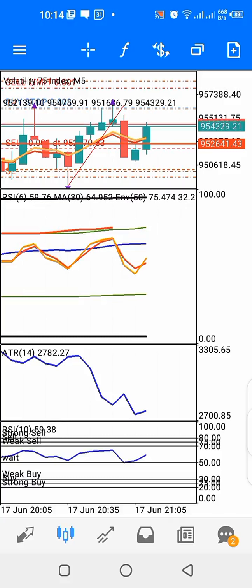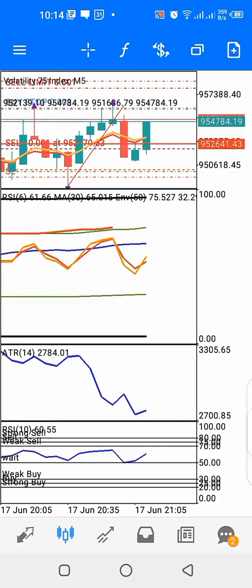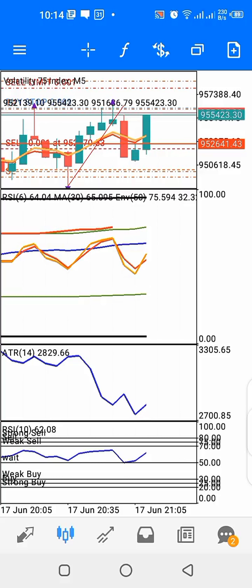The sell limit in this case is at our resistance zone. Our resistance zone is at the 8,000 level, in this case 958,000. Then for the support, we have a buy limit at the support, which is our 8,000 level below, which is 948,000. The next support will be 938,000, then the next support again will be 928,000, before we now have 918,000.